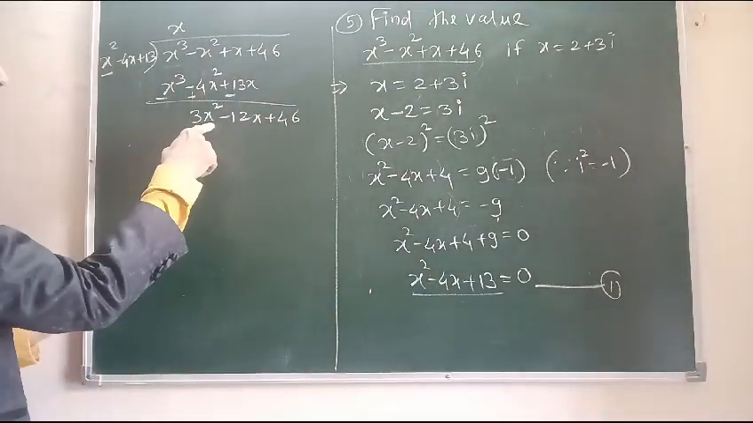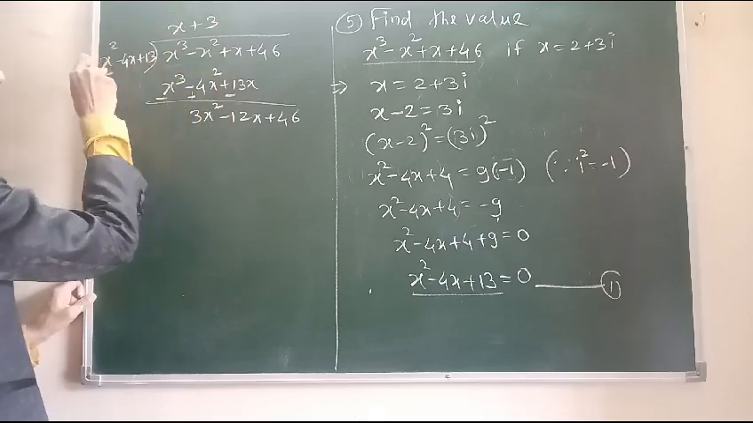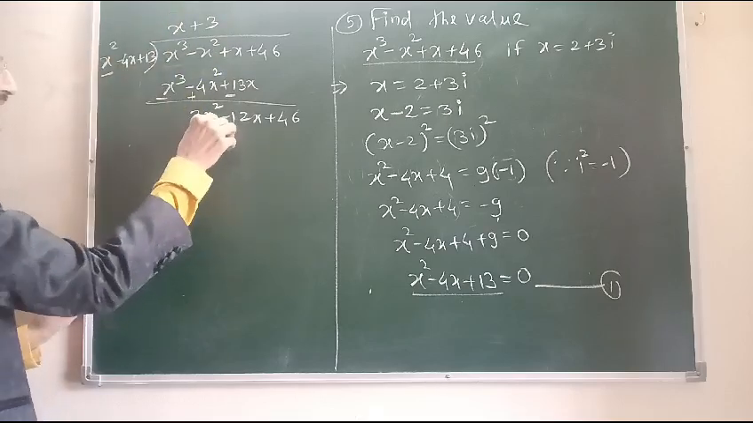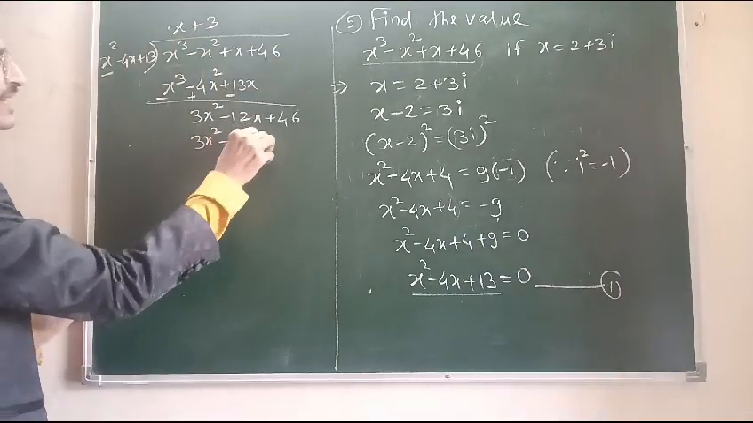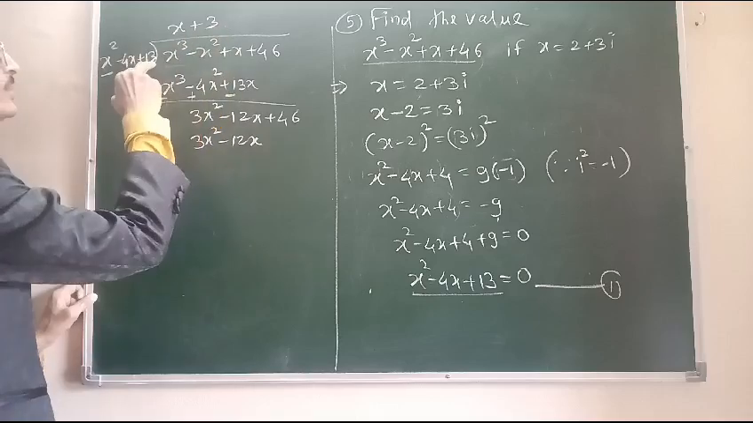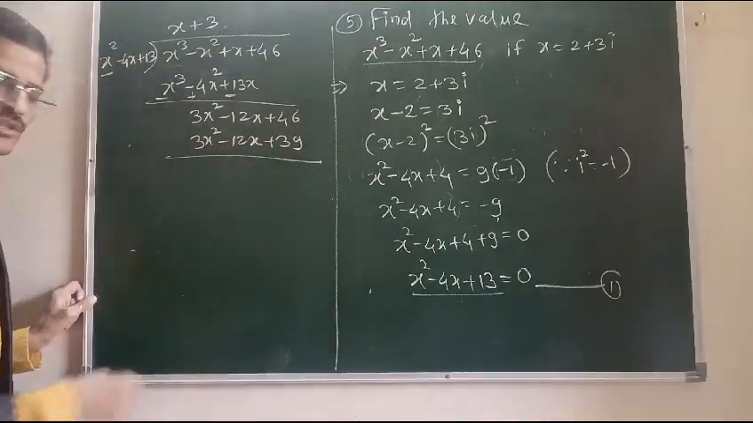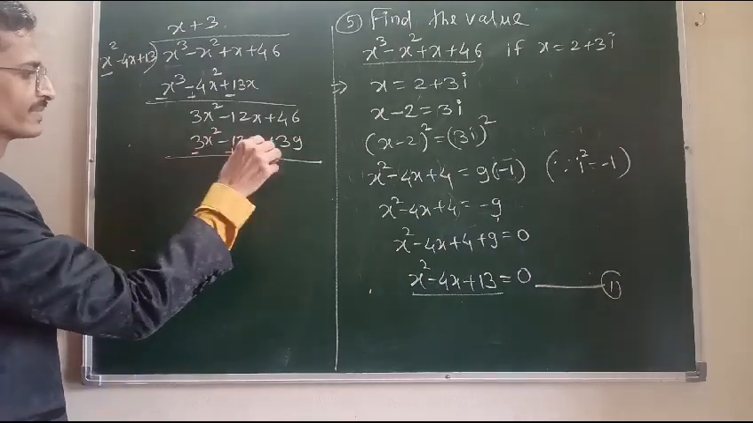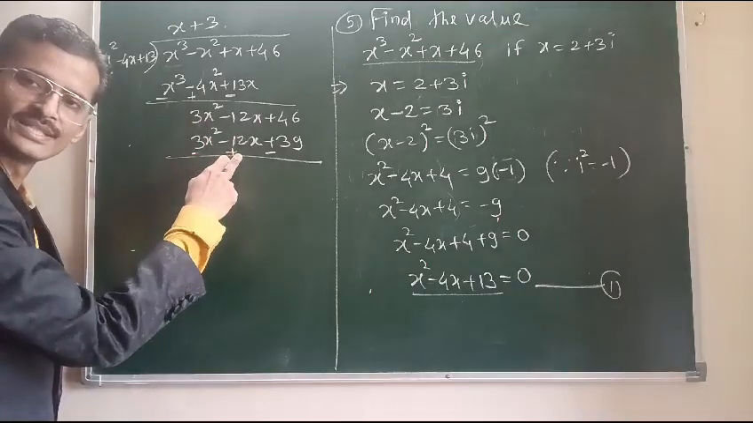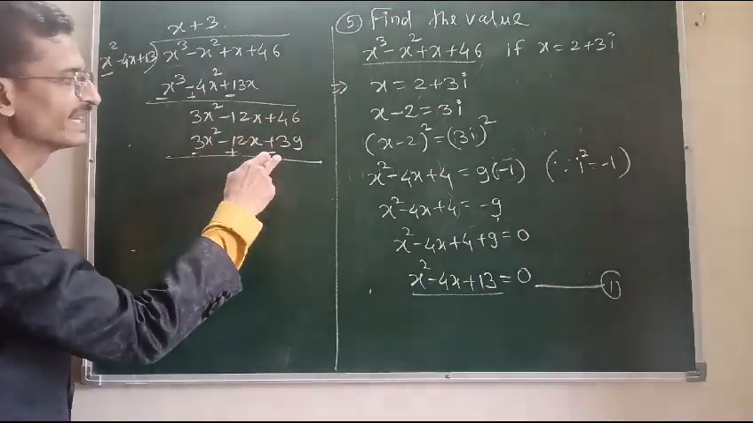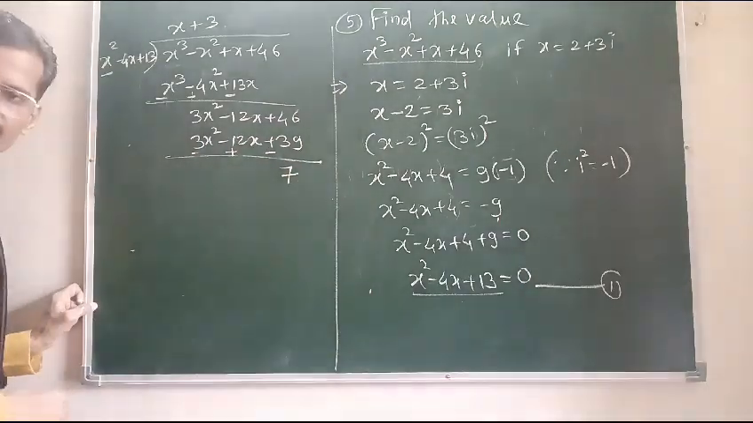Next, we want 3x square, this is x square. So right here plus 3, because 3 into x square is 3x square. Then 3 into minus 4x is minus 12x. 3 into 13 is 39. So solve this, this is minus, plus, minus. Add this: minus 12x plus 12x is 0. 46 minus 39 is what? 7. So this is our remainder now.